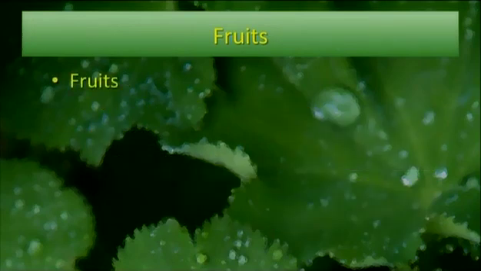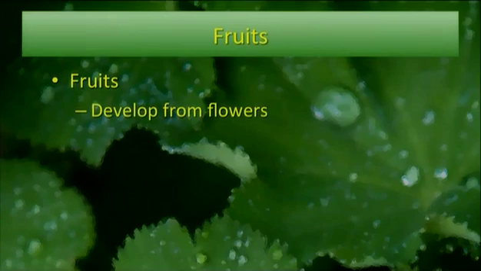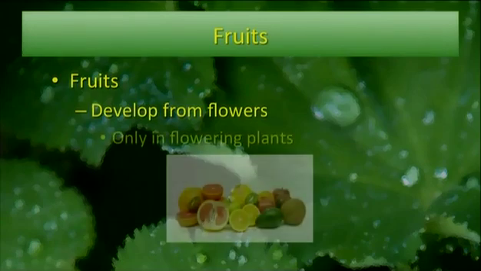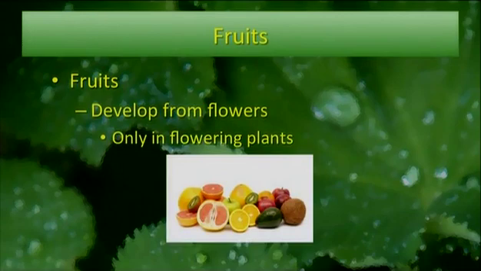But fruits develop from flowers. So fruits only occur in flowering plants. They do not occur in gymnosperms. They do not occur in ferns. They do not occur with a fern ally such as Psilotum or Equisetum or Lycopodium or Selaginella. They do not occur in mosses. So fruits occur only in flowering plants.